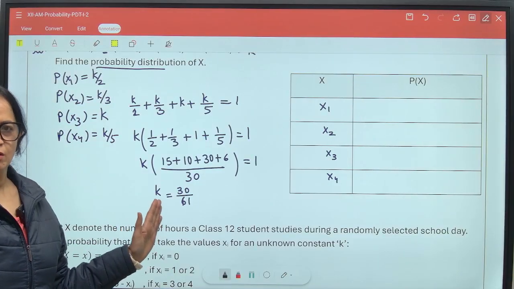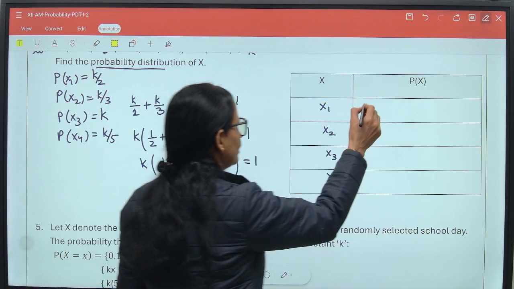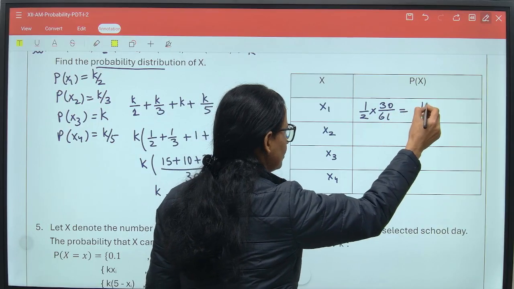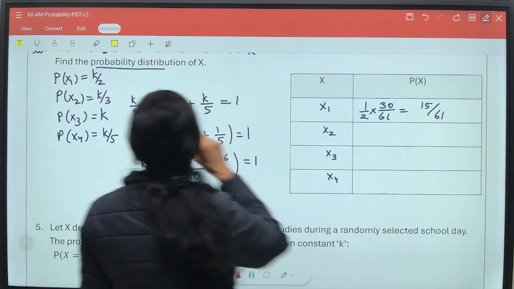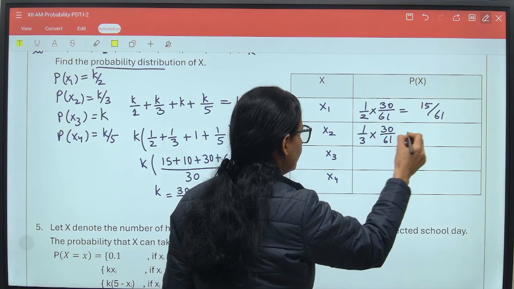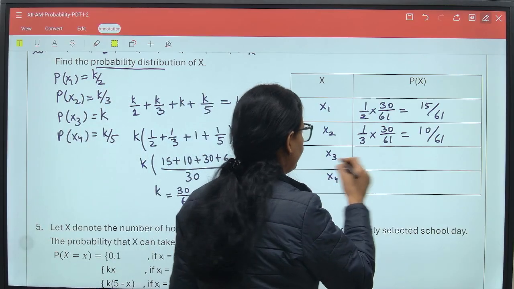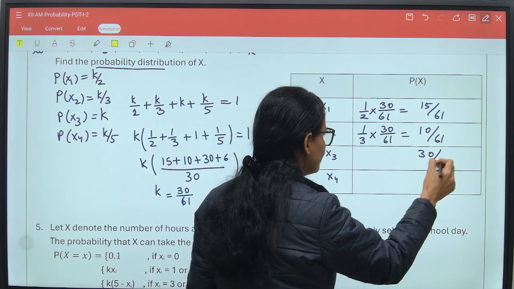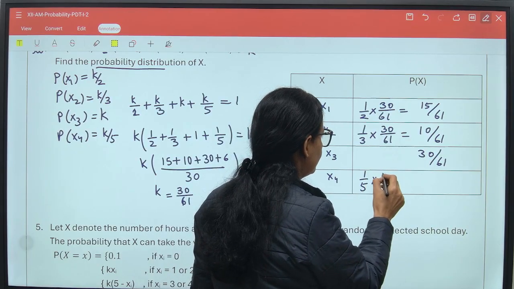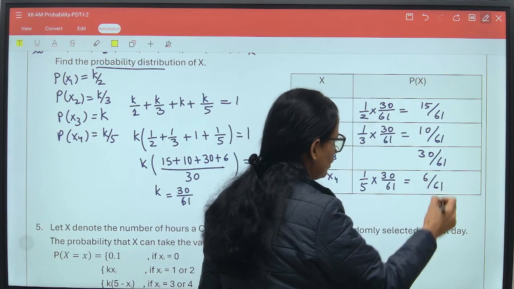So the value of k is here. Now we need to find the probability of x1, x2, x3 and x4. So x1 is k by 2. That means half of 30 by 61, and this comes out to be 15 by 61. Probability of x2 is k by 3. That means 1 by 3 of 30 by 61, this becomes 10 by 61. x3 is just k, so it is directly 30 by 61, and x4 is k by 5, so that means 1 by 5 into 30 by 61, that becomes 6 by 61.